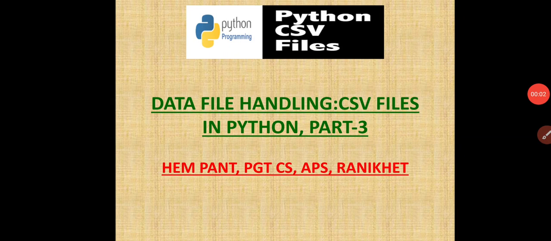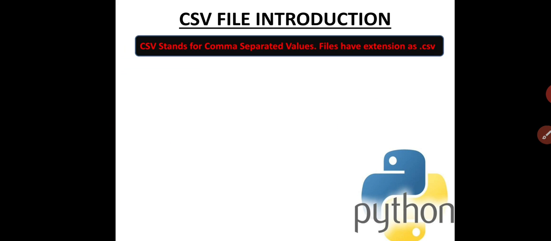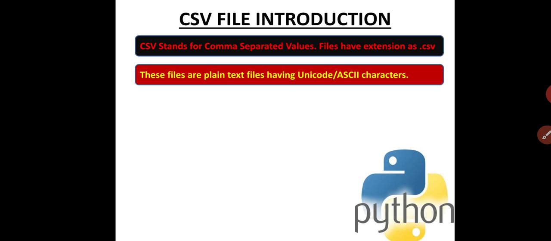Hello dear students, today I am going to start the data file handling concept, CSV files. Starting with the CSV file introduction. CSV stands for comma separated values. CSV files have the extension .csv. These files are plain text files having Unicode ASCII characters.